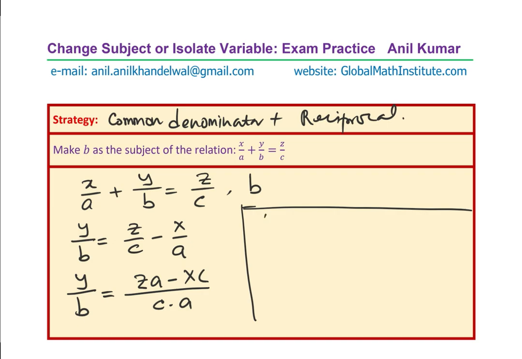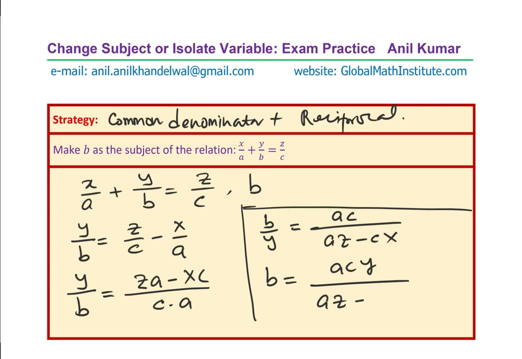what do I get? I get b over y equals to ca, or I can write ac over az minus cx, correct? So b is equal to cross multiply. So we get acy over az minus cx. Perfect. Slightly difficult, a tricky question. I'd like you to focus on what we did to get our result. So we took a common denominator and then reciprocal gave us the answer for b.